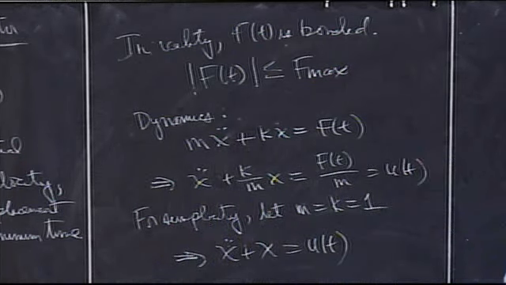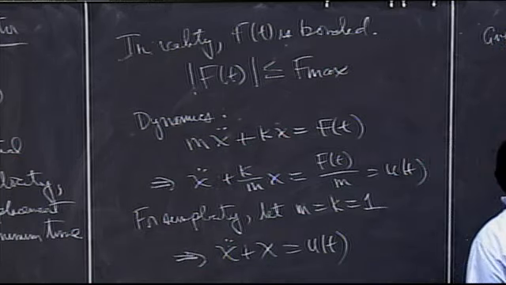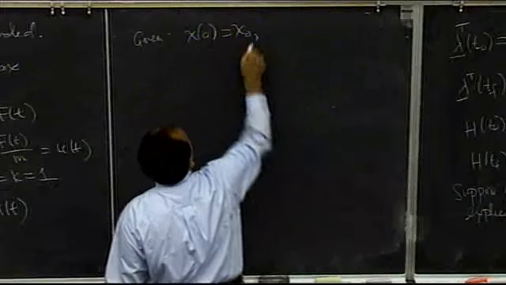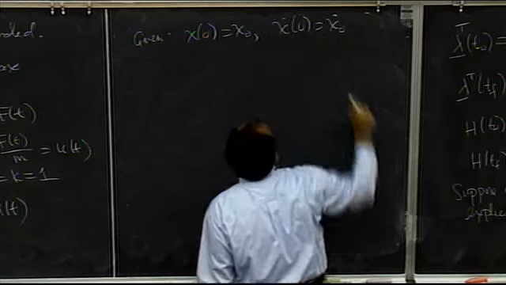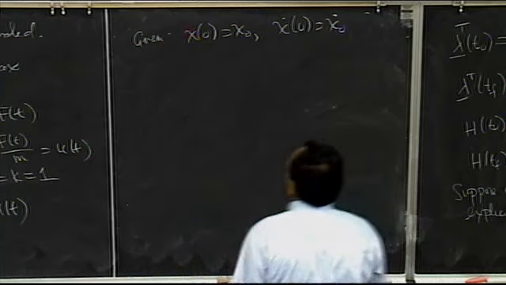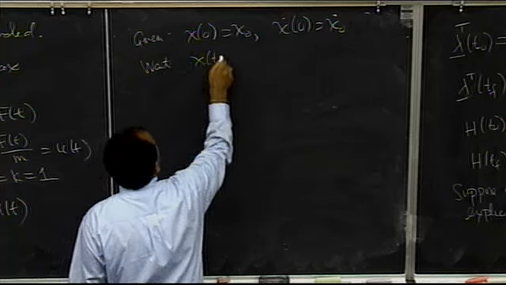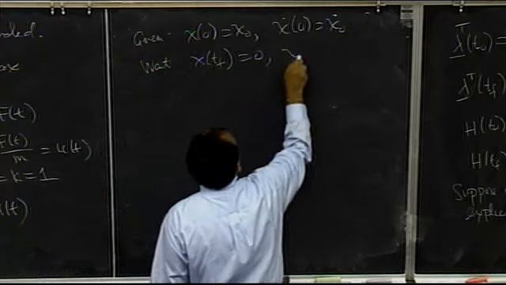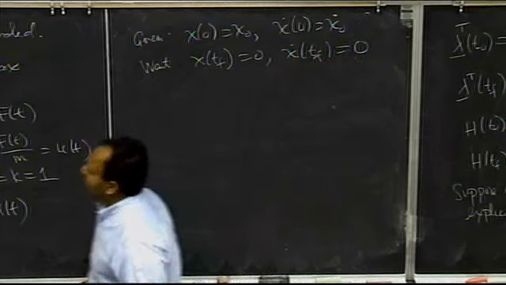So the problem is we're given x(0) = x0 and x dot(0) = x0 dot, because clearly those are the initial conditions, and we want x(tf) to equal 0 and x dot(tf) to equal 0, and we want to minimize time.